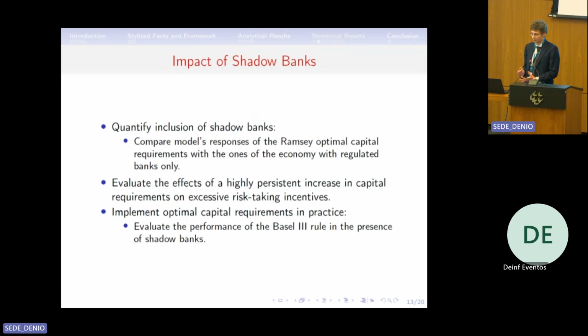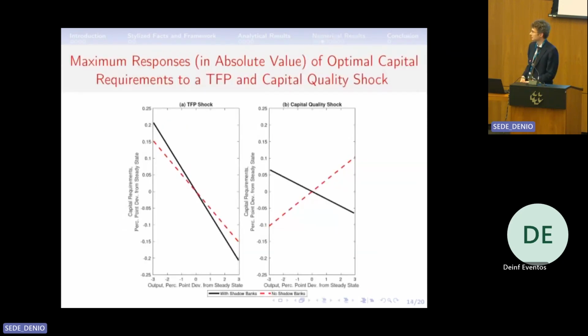How do I evaluate the impact of shadow banks in my framework? I compare the responses of optimal requirements under two cases: when we have shadow banks and when we just abstract from them. And then I also consider how higher capital requirements affect the reallocation of credit, and then I do the analysis on Basel III guidance.